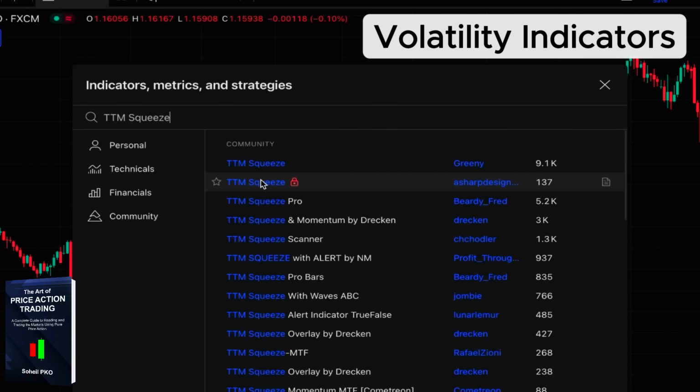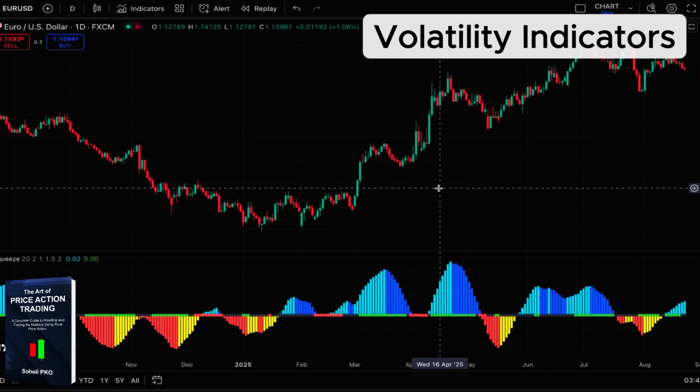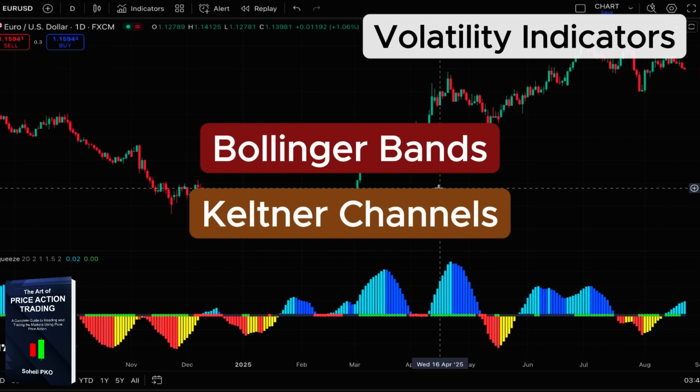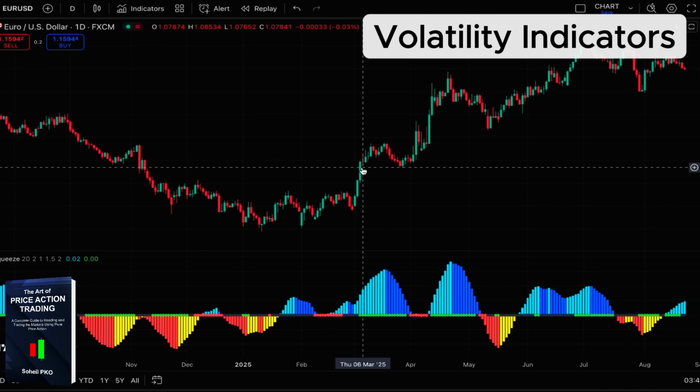And the last volatility indicator, TTM Squeeze Pro, this one, which is written by someone named BRD Fred. This is also a very useful volatility indicator that can help you with measuring different levels of volatility in the market. It is built based on Bollinger Bands and Keltner channels, and it can help you with different levels of squeeze in the market. This is also a useful indicator for breakout trading strategies because it gives you the signal when the market is out of the squeezed condition and moving in one direction.